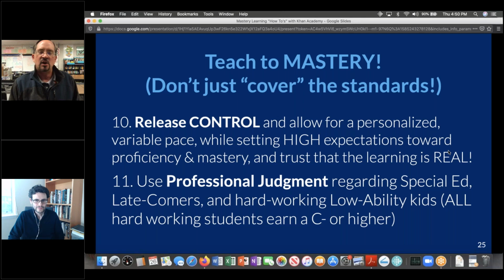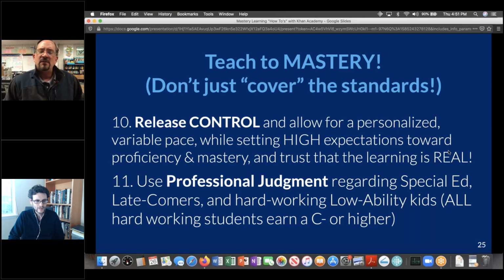Moving on, number 10, release control. Give your kids independence. Once you've taught a skill, let them go and allow for personalized, variable pace while setting high expectations toward proficiency and mastery, and trust that the learning is real. I mean, you've got to make sure they're not cheating, but make sure they're really doing it on their own, at their own pace, while you're supporting them and their friends are supporting them. Trust it. It works. It really is real.